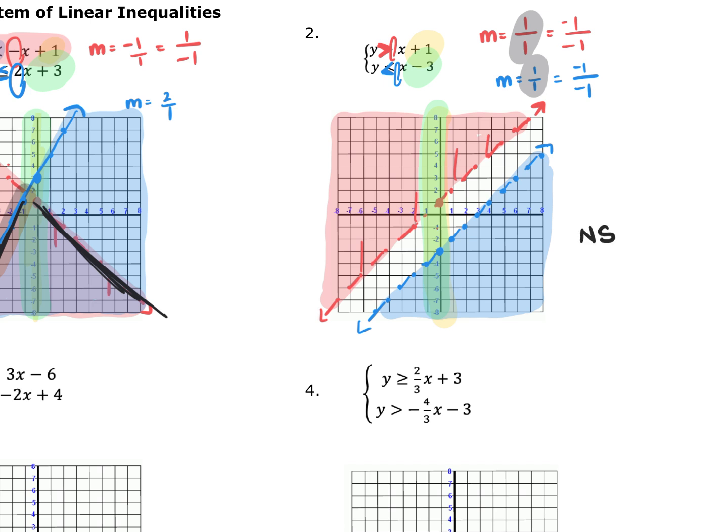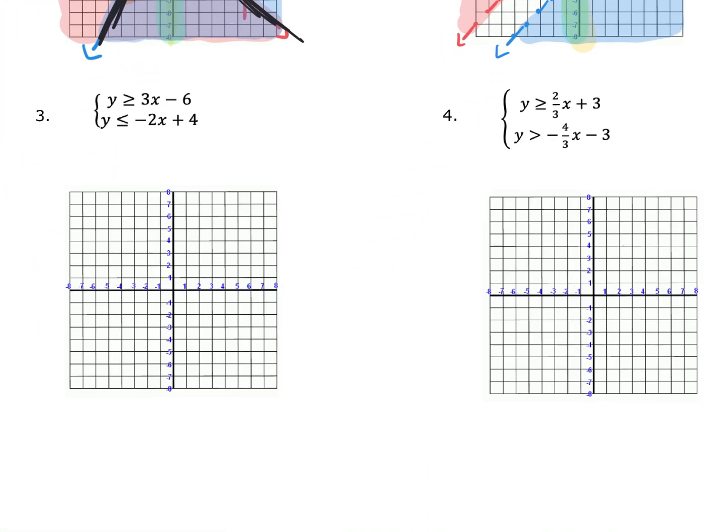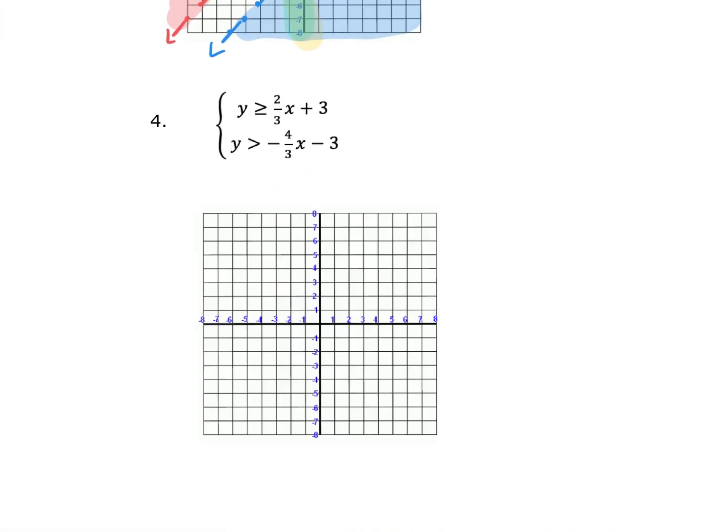Not always when you have parallel lines will you have no solution. If those were opposites, where the red line was less than and the blue line was greater than, they would have met in that middle section. So then there would be a solution, but in this case, it's going to be a no solution. Okay, we're going to skip number 3 and we're going to move on to number 4.